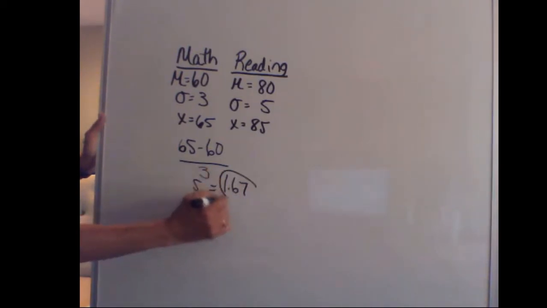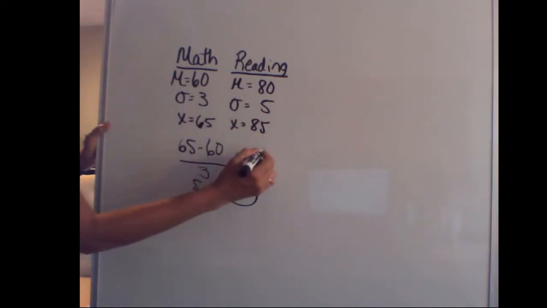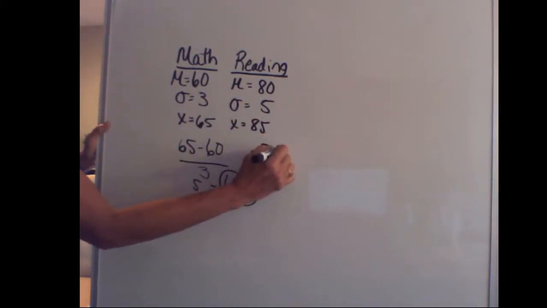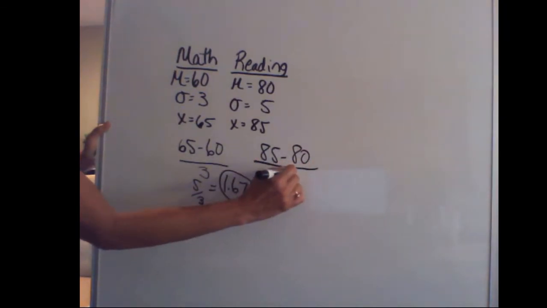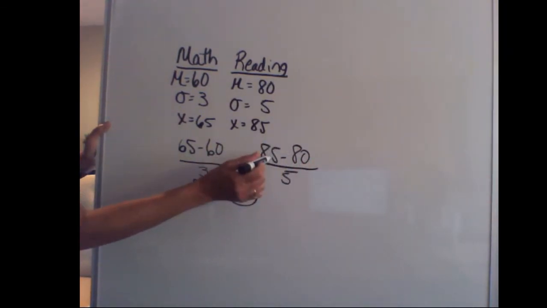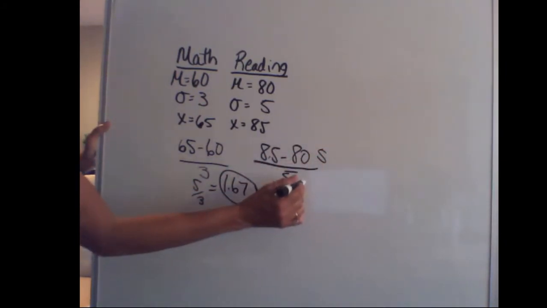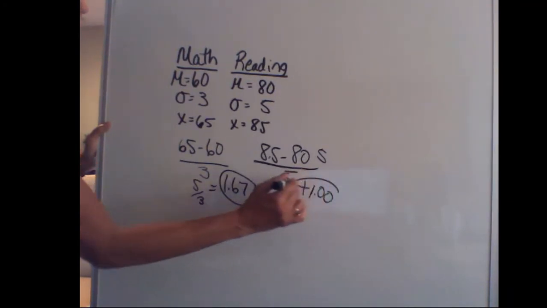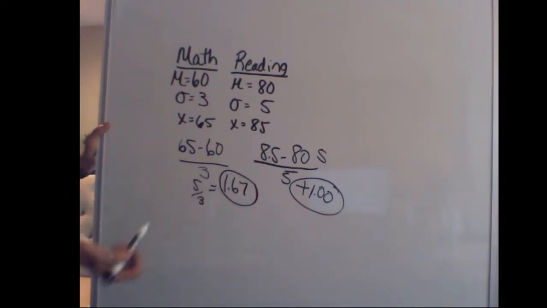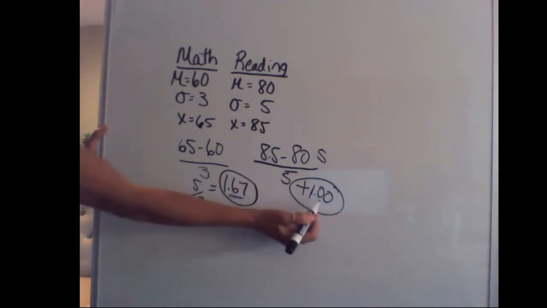All right, that's one z-score down. Let's take a look at the other. We'll take Juan's score of 85, subtract the mean of 80, and divide it by 5. And so we have 85 minus 80, which gives us 5. 5 divided by 5 is 1. So Juan's z-score is a positive 1, 1 standard deviation above the class average. Okay, so you can readily see right here that Juan did better on the math test than the reading test.